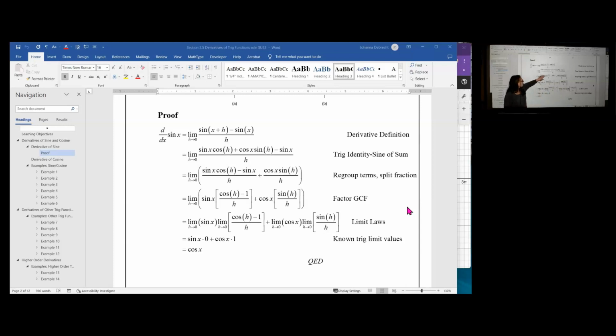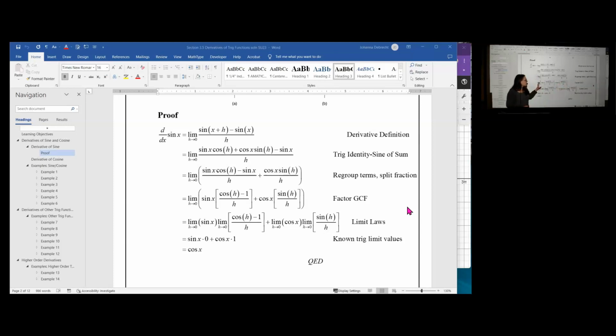The reason is we want to factor out the common sine x from these two terms. When we do that, notice we get that limit that we know approaches 0. For the second term, we factor off the cosine of x, which results in sine h over h, which is the other limit that we said we would need.